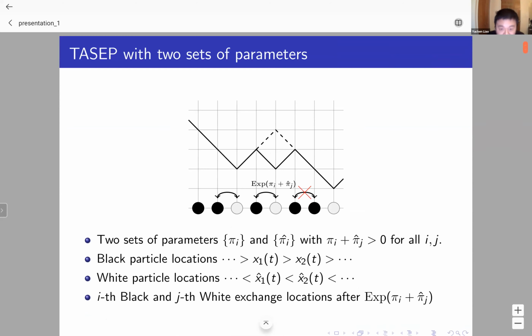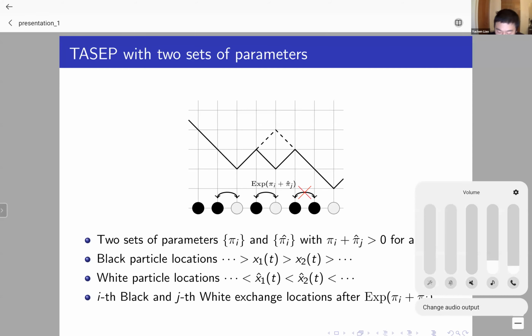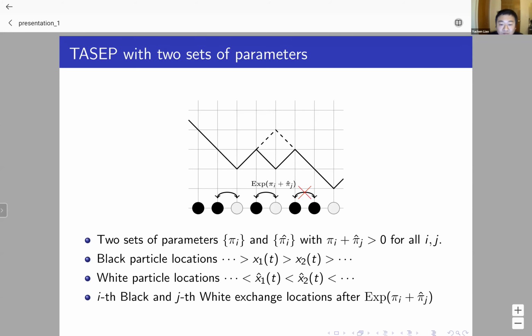So what are the models we are studying? It's just the usual TASEP, but we will introduce two sets of parameters. This follows the notation of Borodin and Péché when they introduced this model. So you have the usual TASEP, but it's more convenient to view, instead of particles and empty sites, black or white particles, where the ordering for the black particles is from right to left, and for the white particles from left to right.